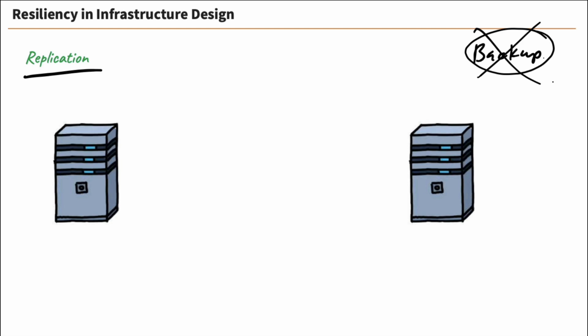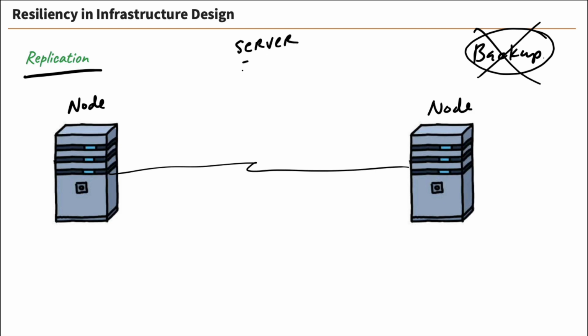So let's take backups and cross it off because this is not backups. This is taking a node here and replicating its data to another node. Now this node could be a server, or it could be some type of storage device like a NAS or a SAN, but it's something with data on it, and it's going to replicate its data in near real time. So the idea here is we want to replicate as much data as we can across this connection as fast as we can. So we have a second copy somewhere else.